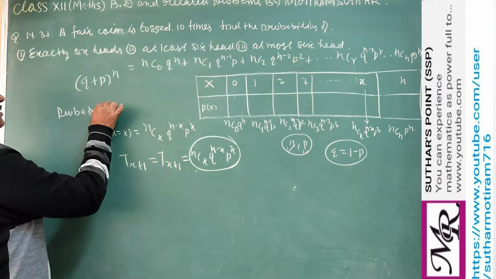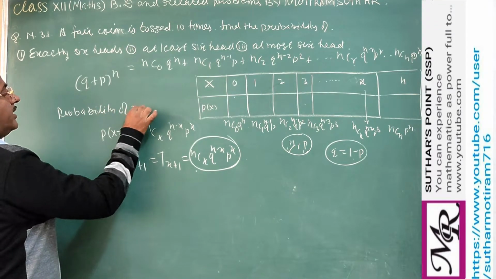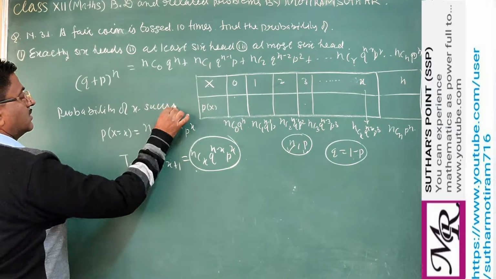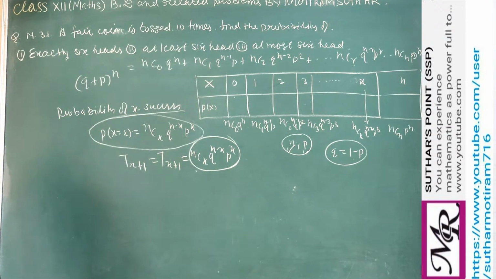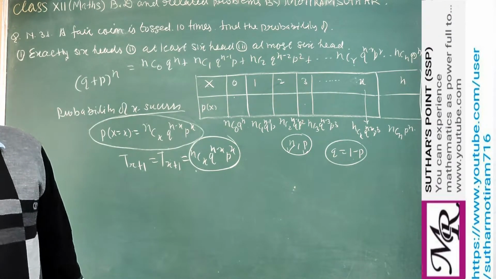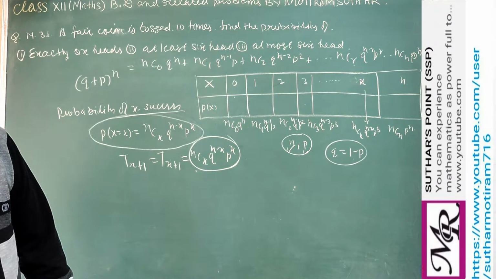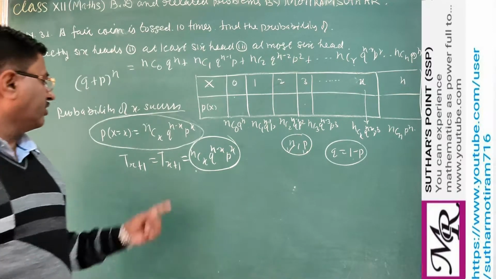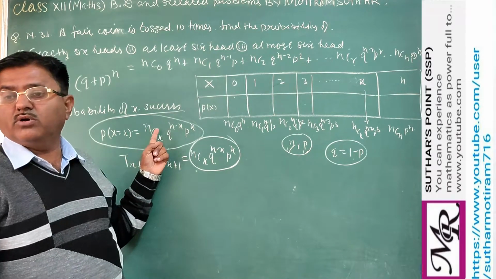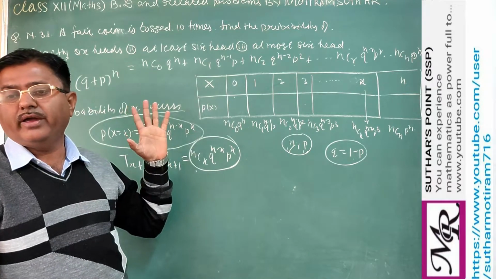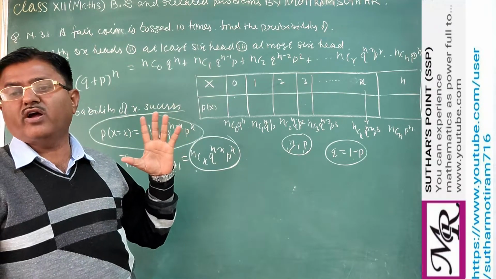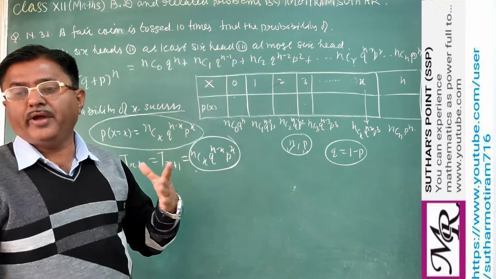Probability of x is given by this formula. This is a very important formula. We have to find the probability of x, which is given by the formula P(x) equal to nCx q power n minus x p power x. This is the formula for finding the probability of x.